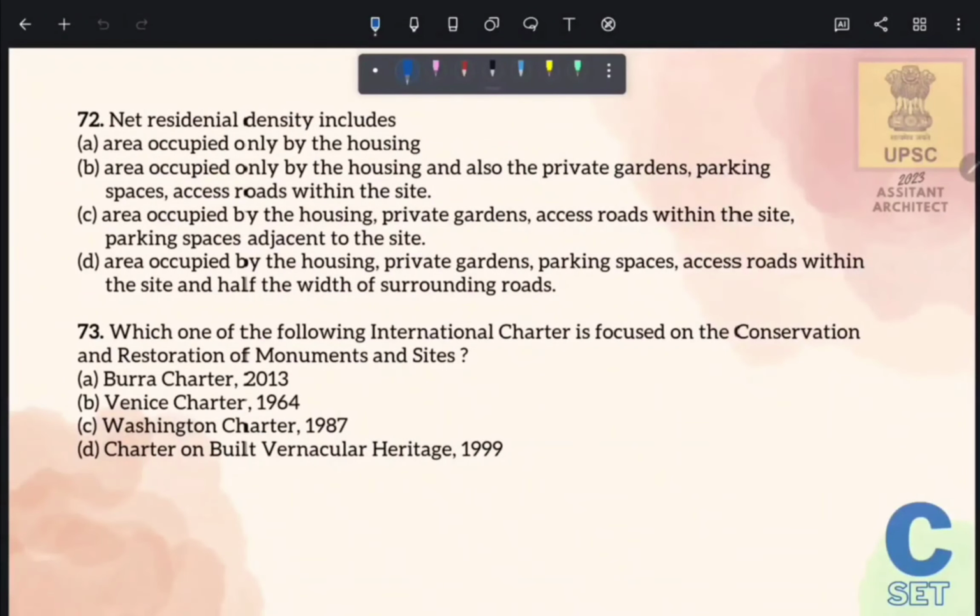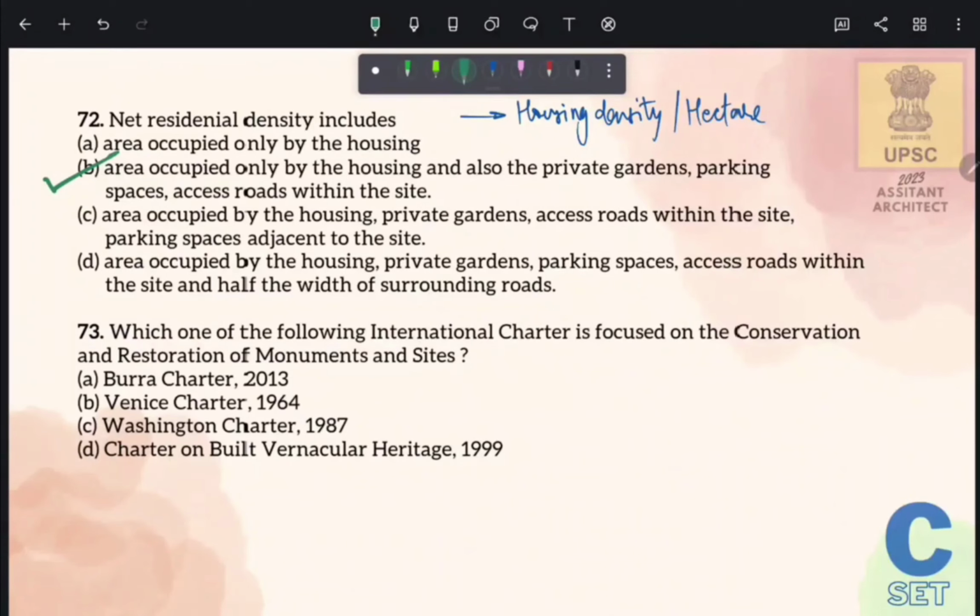Question number 72 is, net residential density includes. Net residential density means housing density per hectare, and it is calculated by adding the area of all the housing units and dividing that sum by the given area. When we calculate the net residential density of a site, it includes the area of houses, and it also includes the private gardens, parking spaces and access roads within the site. Therefore, the correct answer of this question is option number B. Let's move to the next question.